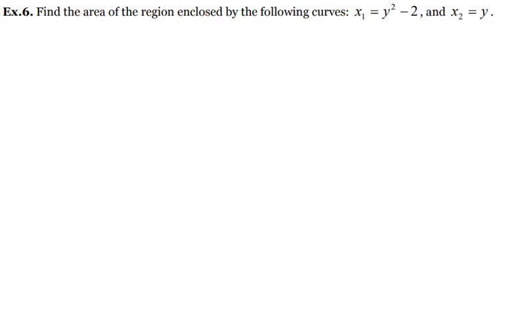Find the area of the region enclosed by the following curves. One curve is x equals y squared minus 2, and the other one is x equals y. Every time you start this type of problem, you want to graph first. So let's look at what the graph is going to look like if you graph x equals y squared minus 2 and x equals y.